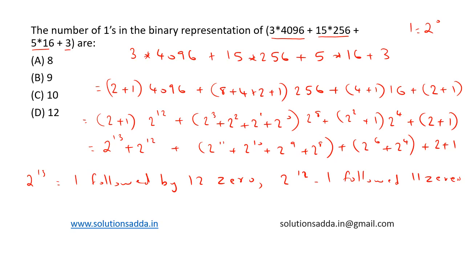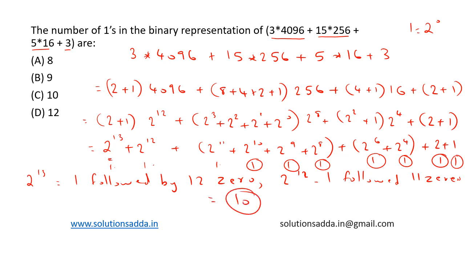So adding the occurrence of these numbers, these are all in the powers of 2. We can count the number of ones. Here it will be 1, 1, 1, 1, 1, 1, 1, 1, 1, 1. So counting, we'll get 1, 2, 3, 4, 5, 6, 7, 8, 9, 10. So the total number of ones is equal to 10. So based on the options, option C is the right choice here.